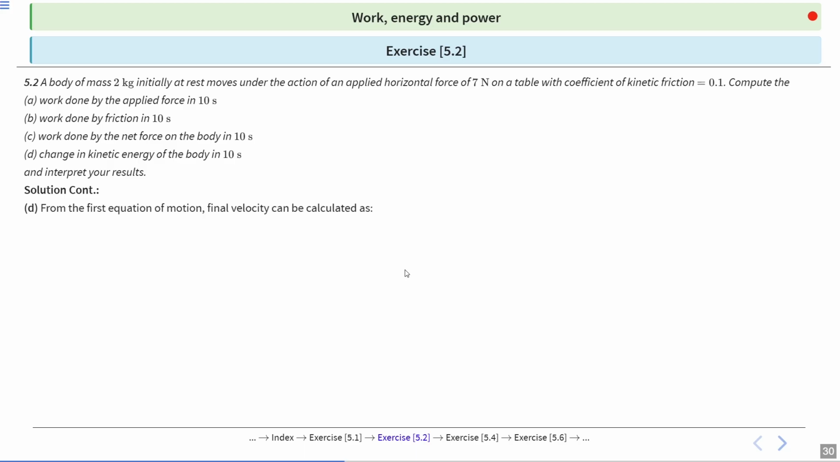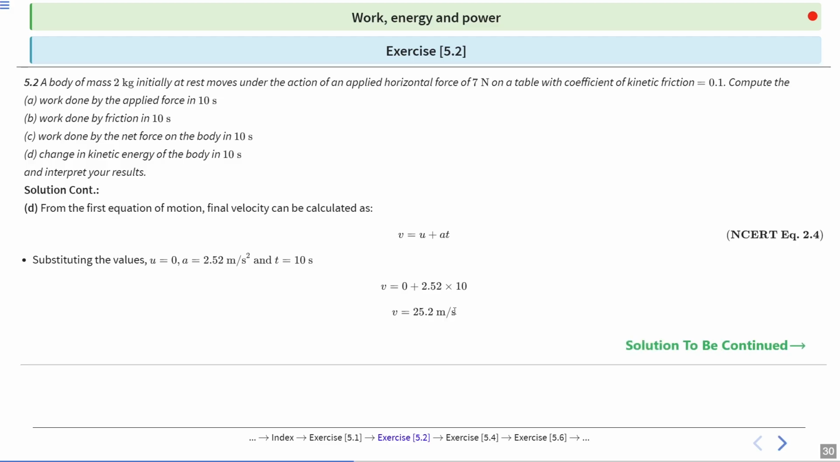So D, change in kinetic energy of body in 10 seconds. From the first equation of motion, final velocity can be calculated as V is equal to U plus AT. So U is equal to 0, A is equal to 2.52 meter per second square, and T is equal to 10 seconds. Substitute these values in this equation. So V is equal to 0 plus 2.52 into 10. When we solve, we get V is equal to 25.2 meter per second. Clear?